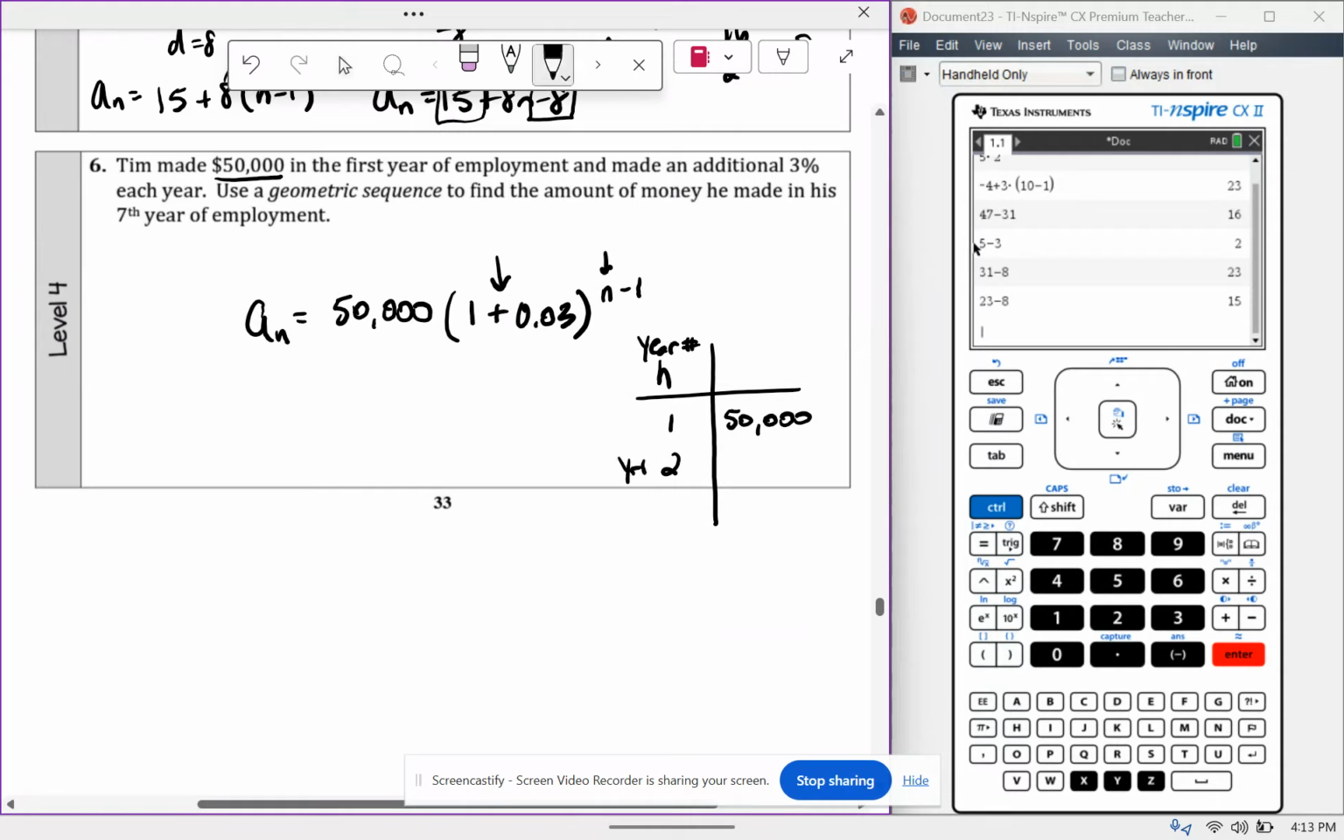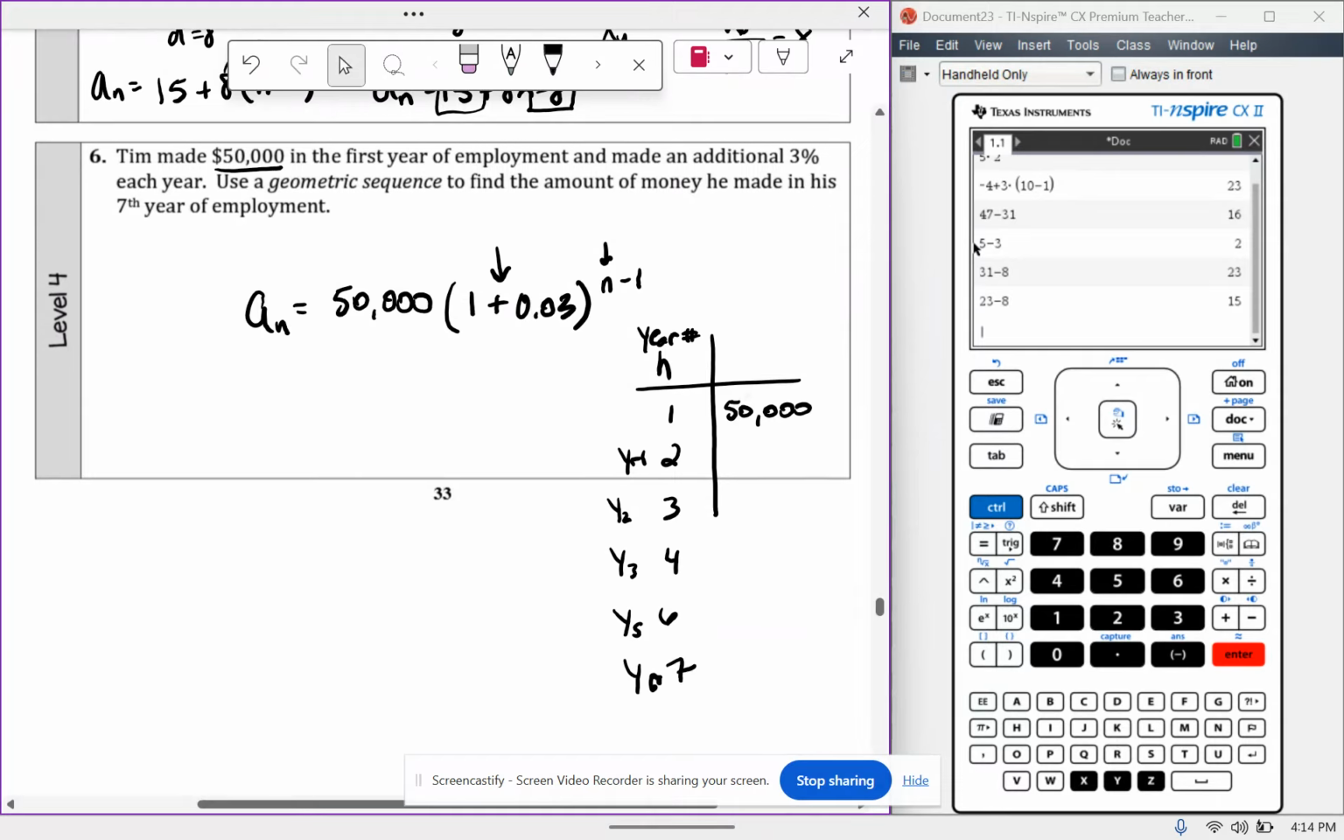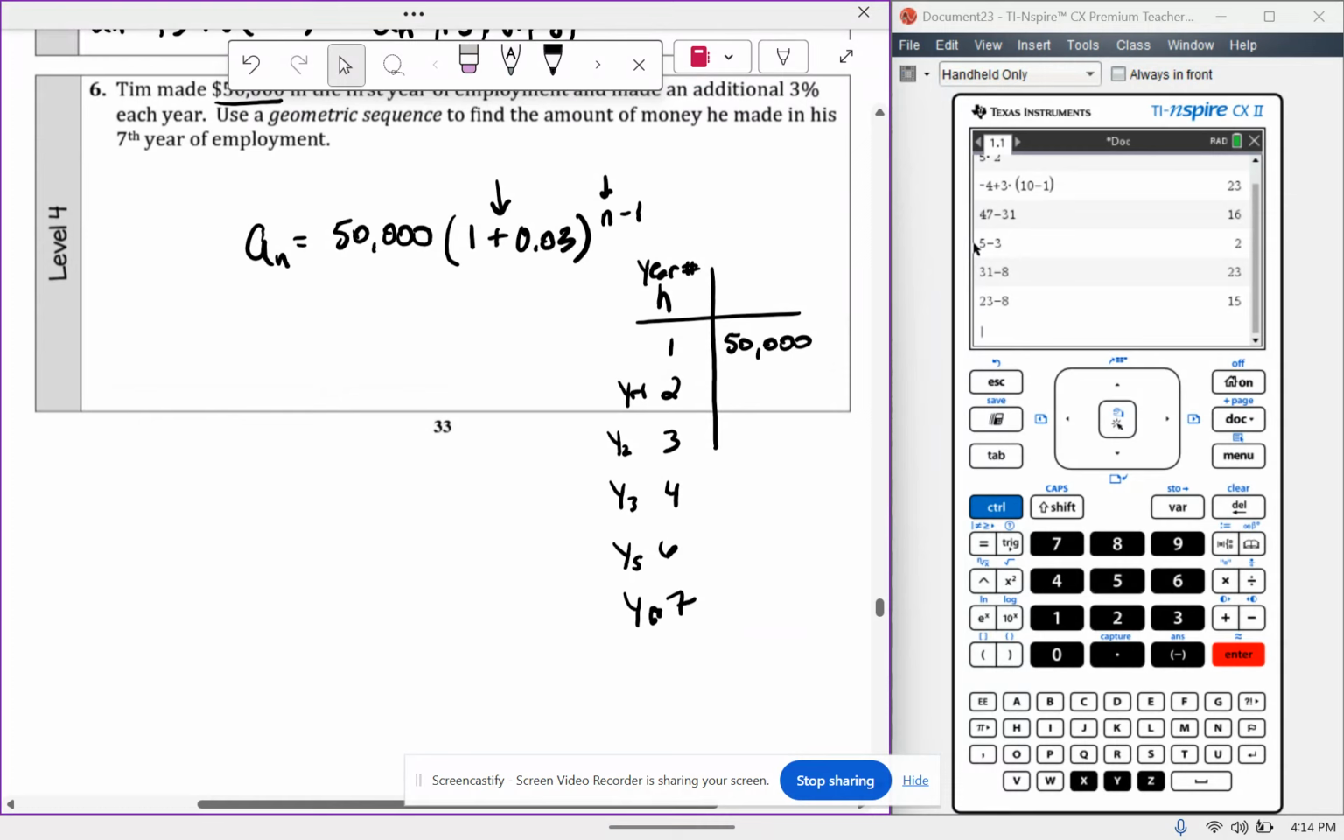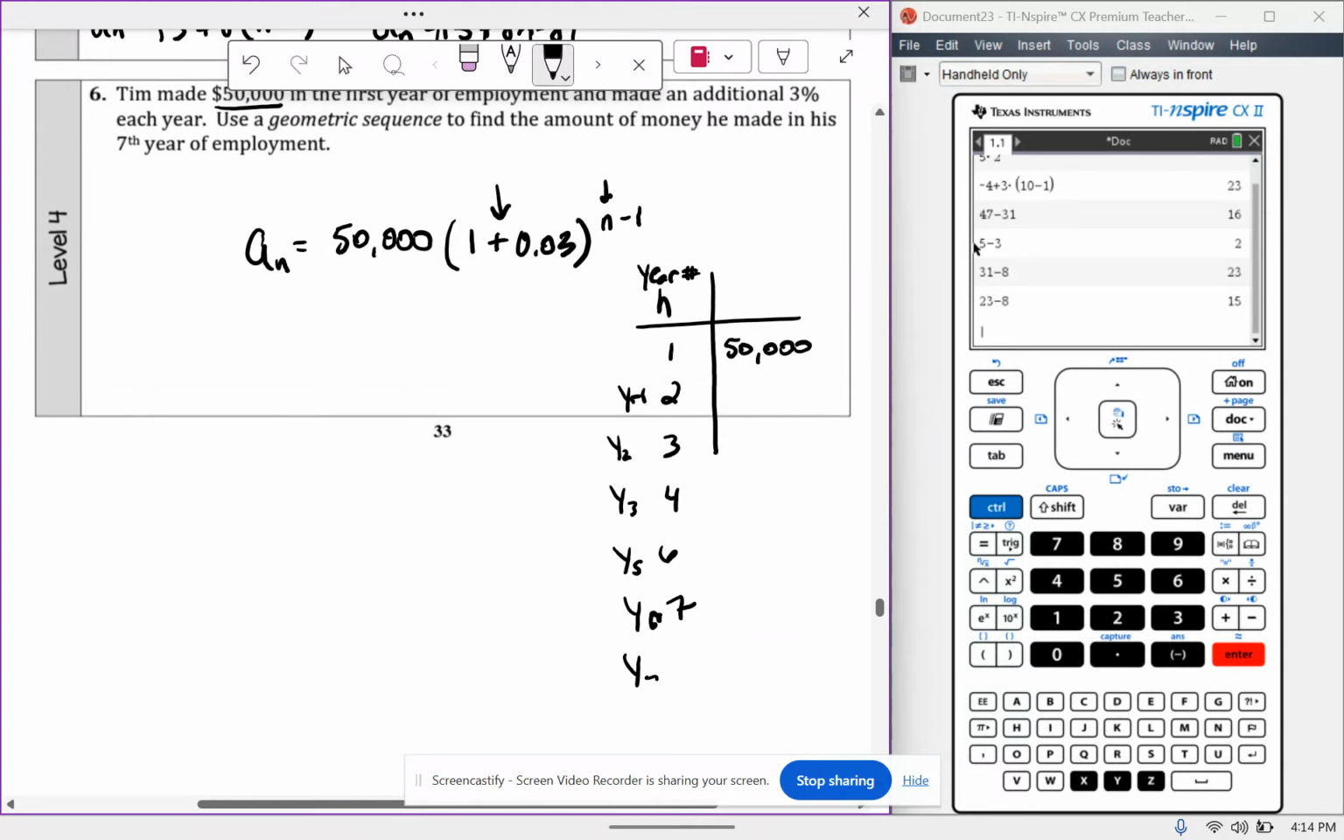So I've got year 2 is going to be 3, year 3 is going to be 4, year 5 is going to be 6. So year 6 is going to be 7, and then now we're trying to get to the 7th year. So year 7 is going to be 8. So I'm going to have to evaluate this thing for when n is 8. The only reason I'm doing this and not just a plain old exponential is because it says I have to use a geometric sequence, which is kind of sneaky.